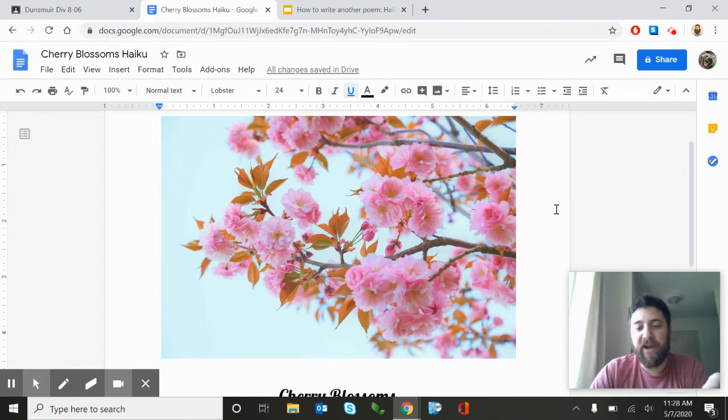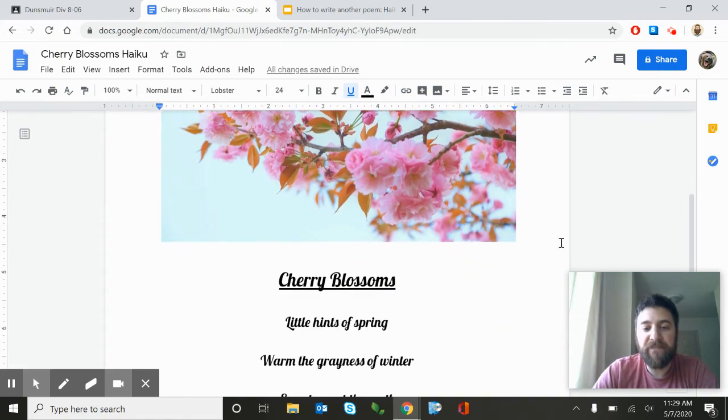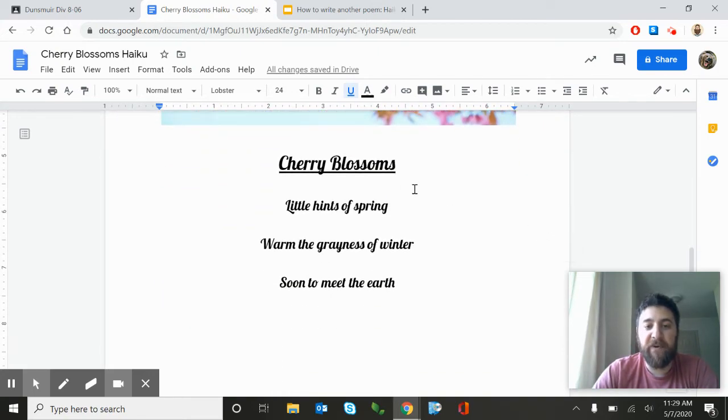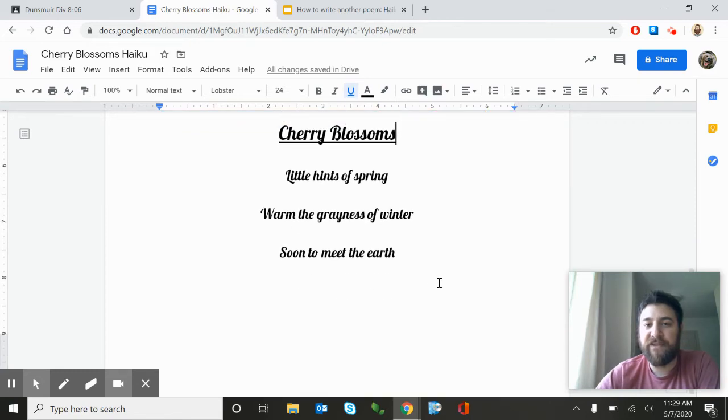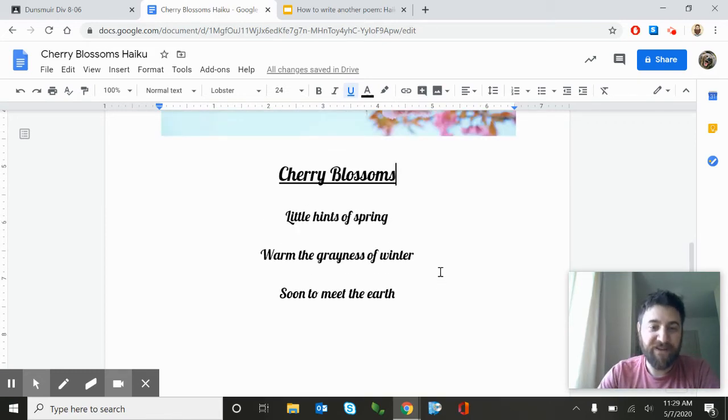So this is what I would like you to do. I want you to write a haiku poem, include some sort of picture that's related to your poem. And you can see here, my poem is called Cherry Blossoms. And it goes, little hints of spring, warm the grayness of winter, soon to meet the earth. So I'm no expert poem writer, but that's a pretty good haiku poem.